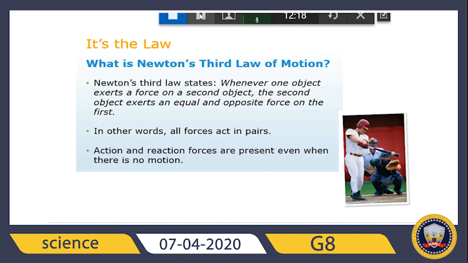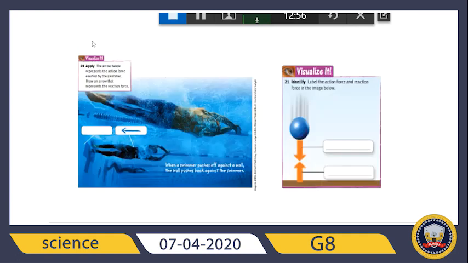So guys, now let us start with Newton's third law of motion. Newton's third law of motion states that whenever one object exerts a force on a second object, the second object exerts an equal and opposite force on the first one. Okay, so in other words, guys, all forces act in pairs. So action and reaction forces are present even when there is no motion. Let us consider the following example to understand the third law better, guys.